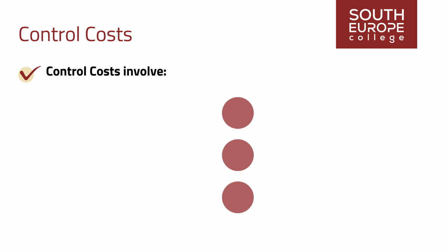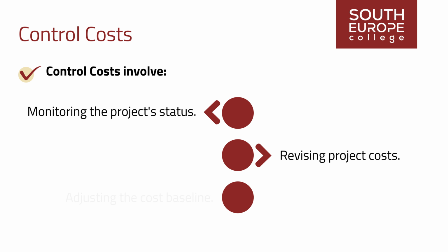Control costs involve monitoring the project's status, revising project costs, and adjusting the cost baseline. The significant advantage of this process is the continuous maintenance of the cost baseline throughout the project. This process is executed throughout the project.